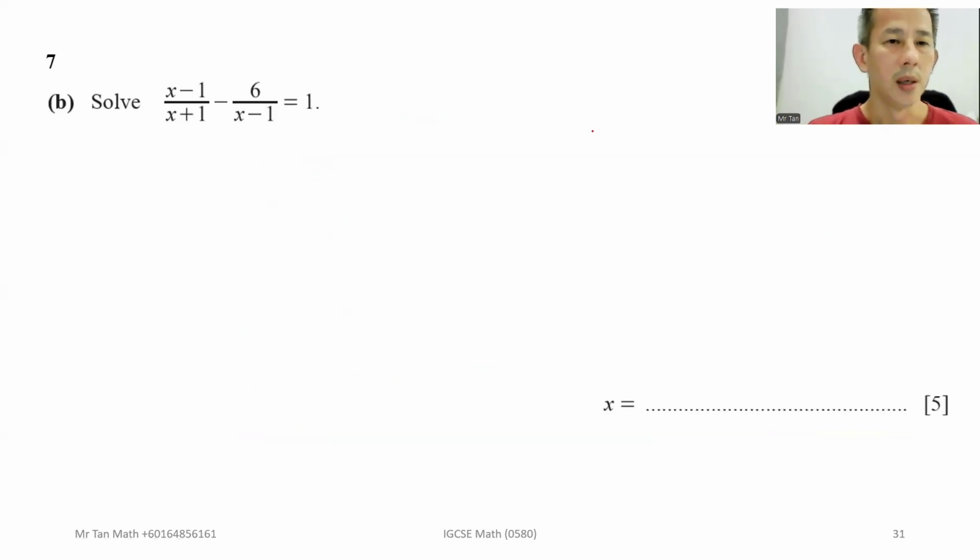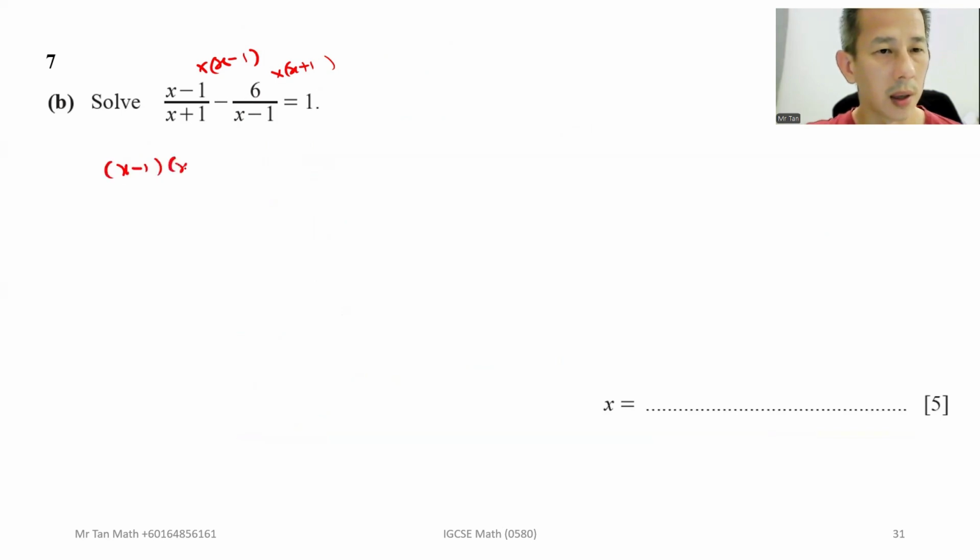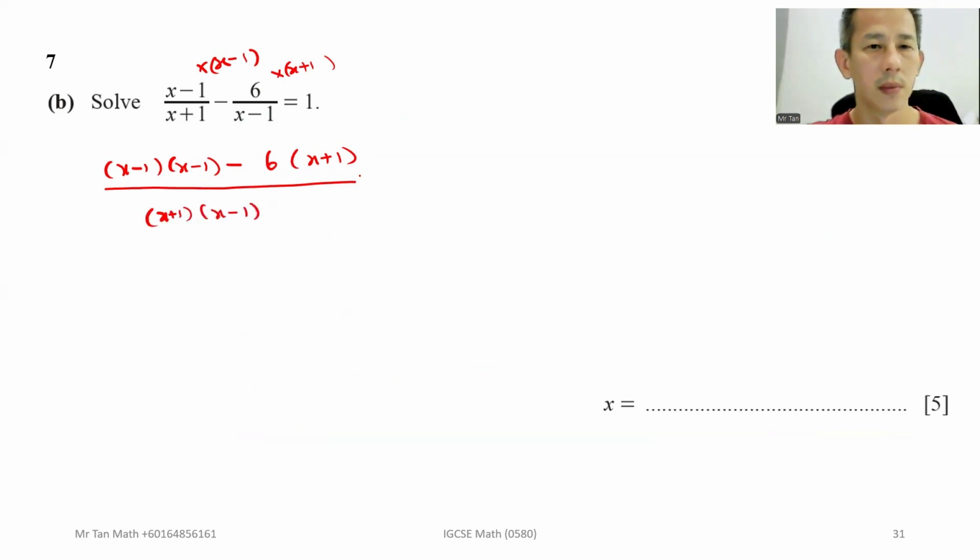Okay. B, solve this equation. So it's a fraction. Okay, so this one you just put into single fraction: times x minus 1, this one you times x plus 1 for the bracket. So x minus 1 times x minus 1 minus 6 times x plus 1, everything over x plus 1, x minus 1. So equal to 1.